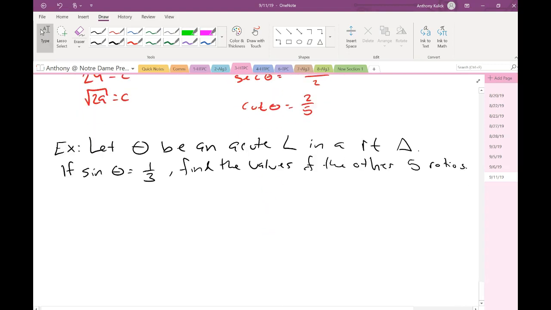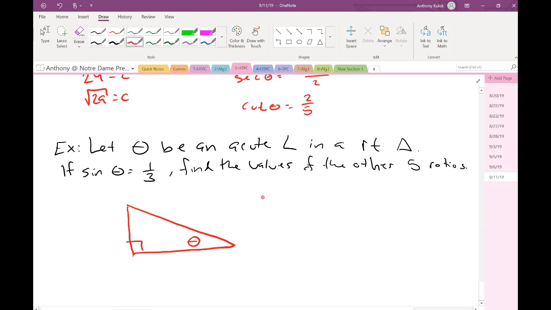So, if we say theta is an acute angle in a right triangle, and sine theta equals 1/3, what are the trig ratios for the other 5? What should we do first in a situation like this? Yeah, let's draw a triangle. I'm going to label this angle theta.